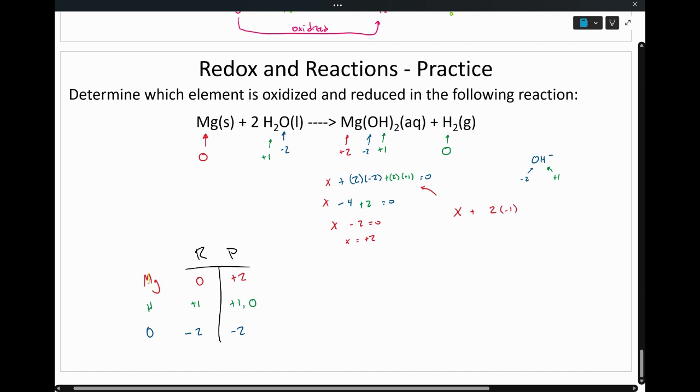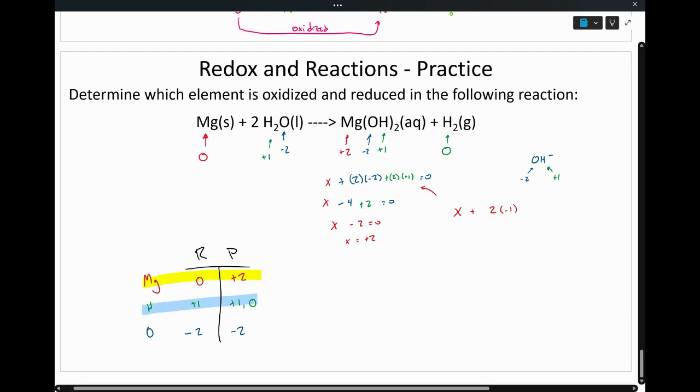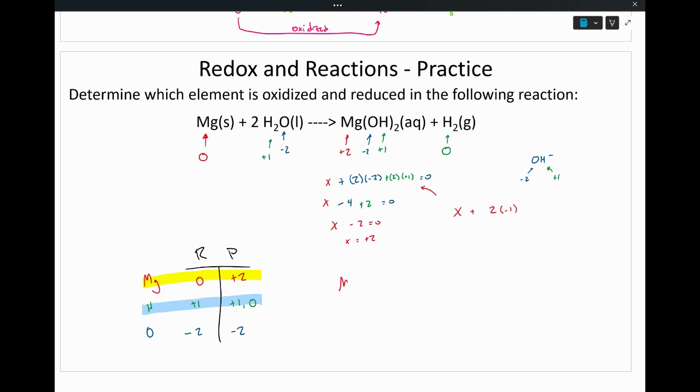So we see that our species that have changed are going to be magnesium and hydrogen. And we see magnesium is going from 0 to +2. And what we're going to conclude here is that it has lost electrons, so it is oxidized. And then on our second here, we have hydrogen, which went from +1, and focusing on its change has gone to 0, meaning that it has gained an electron, and this is what has been reduced.